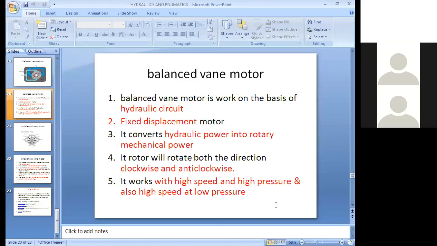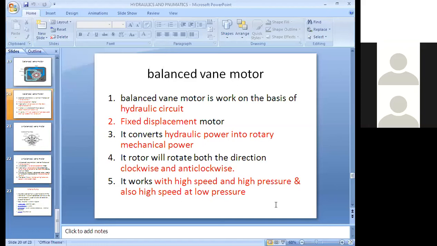One more point I would like to explain. A balanced vane motor is given this name because we use two inlets and two outlets. Because of that, it balances the rotor. When it comes to the unbalanced type, it is not balanced; it may be in any corner of the casing. But here the rotor is fixed, because the rotor is moved with the help of the elliptical space.